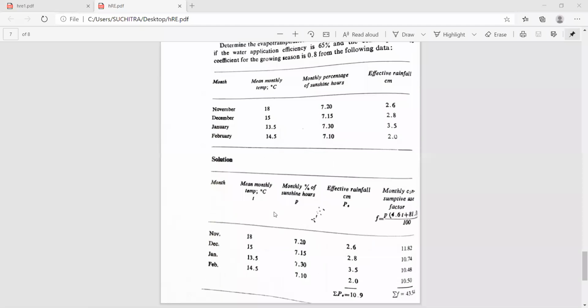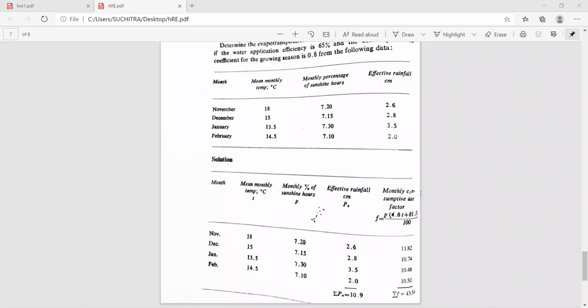Now let us go through the solution part. In the first column we have the month. In the second column you have the mean monthly temperature in degrees centigrade. It is already given here, and the mean monthly percentage of sunshine hours is also given. The effective rainfall is also given here. Now you calculate sigma P, which works out to be 10.9 centimeters.